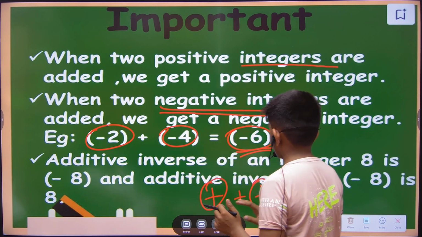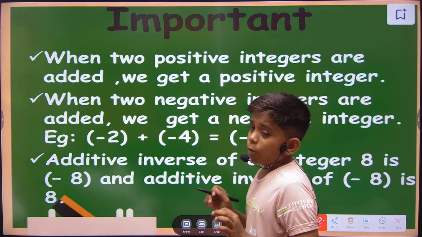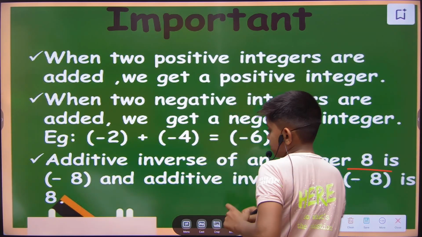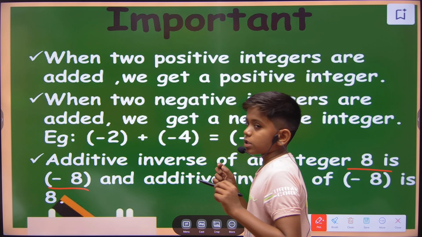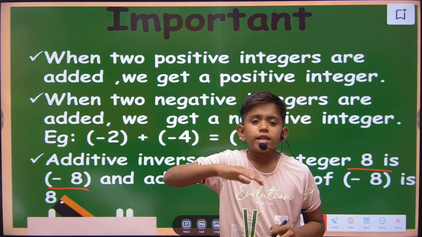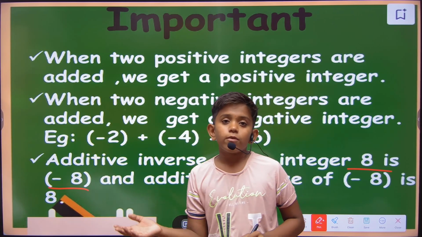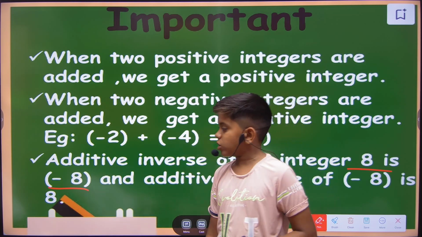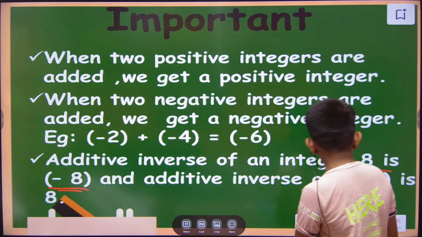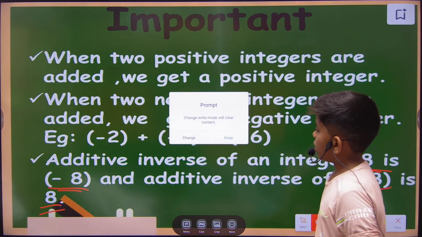Additive inverse of an integer. Now we will learn the additive inverse of an integer. What is the additive inverse? Let's learn by an example. Additive inverse of 8 is -8, means if a value is positive, its additive inverse will be negative, and if we have to find the additive inverse of a negative number, it will be positive. So the additive inverse of 8 is -8, and the additive inverse of -8 is 8. These things we have to understand.